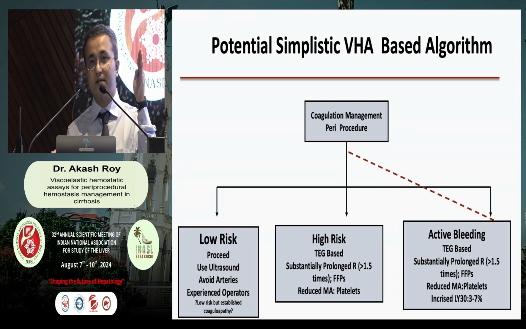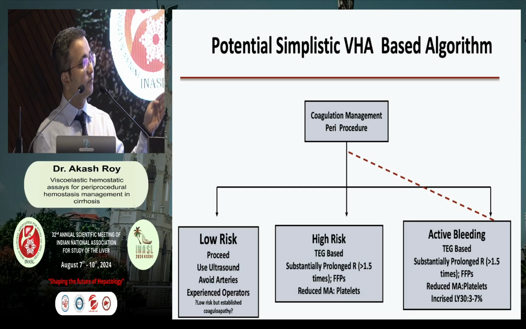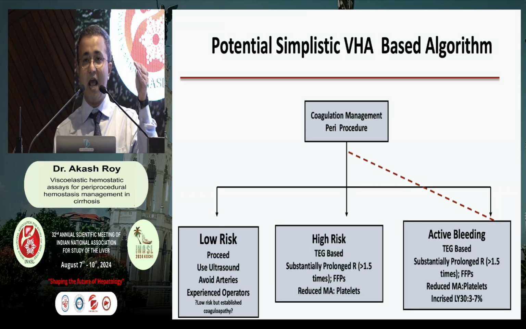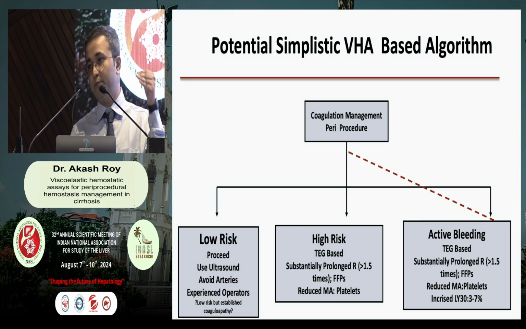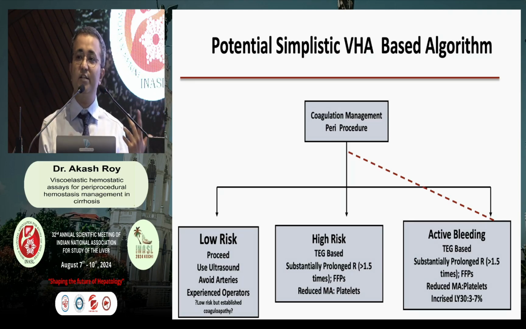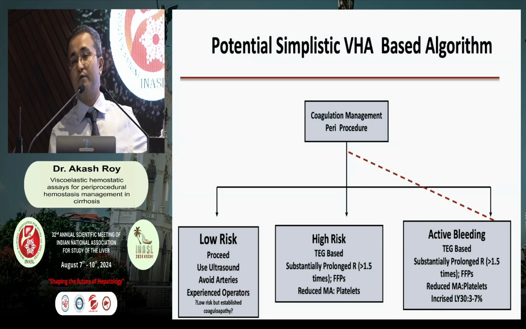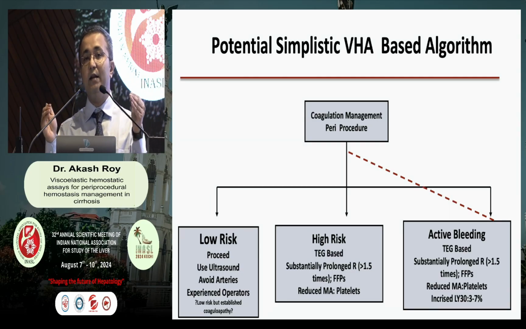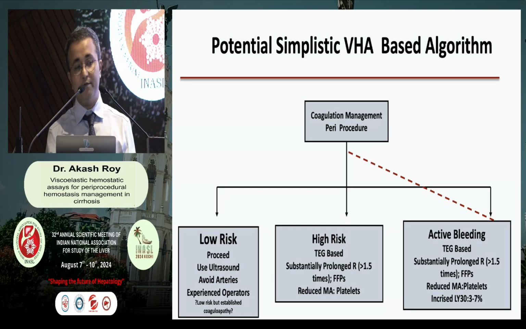If the procedure is high risk, you use TEG-based strategies depending upon your R and your MA, whether you transfuse FFPs or platelets. And the last part, if you're actively bleeding, then in combination with your clinical judgment, use of TEG or ROTEM can help you to reduce the amount of transfusion.